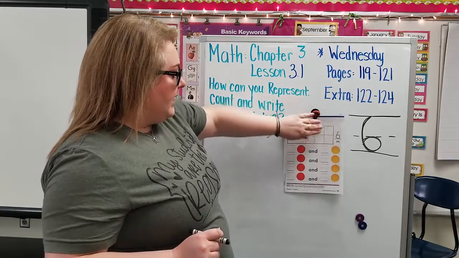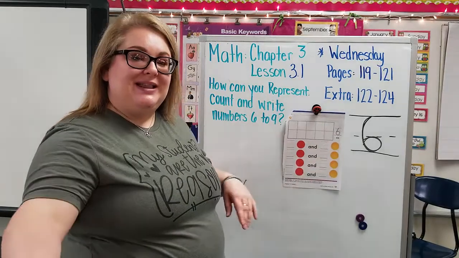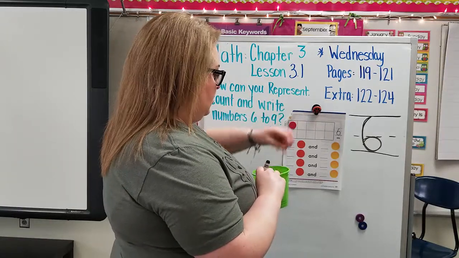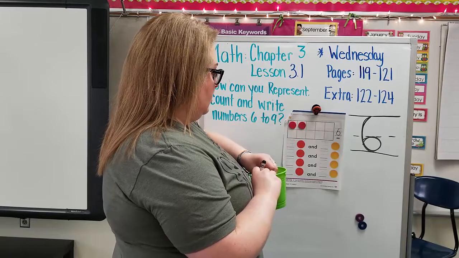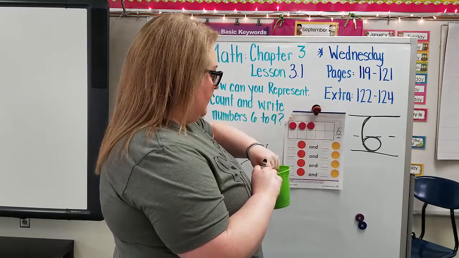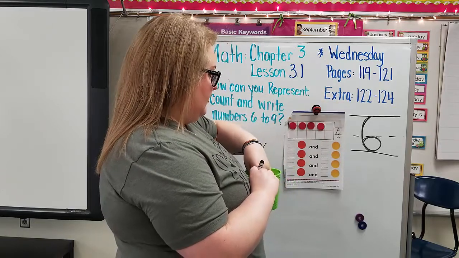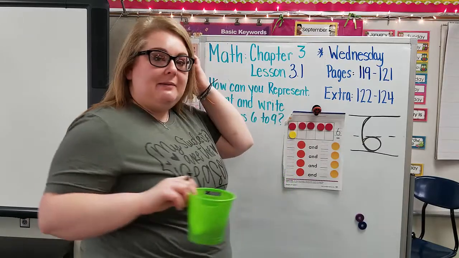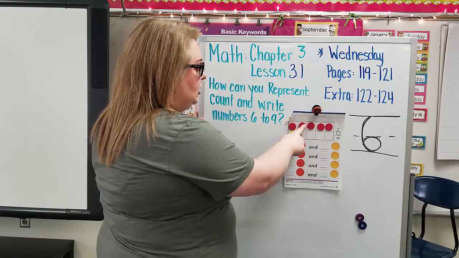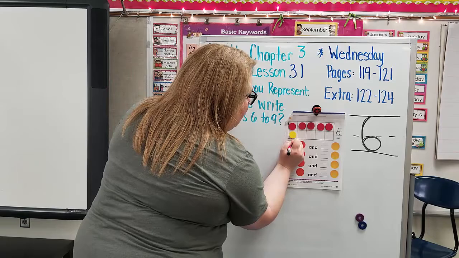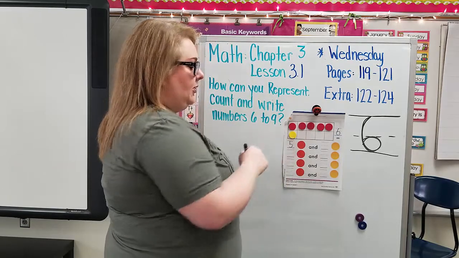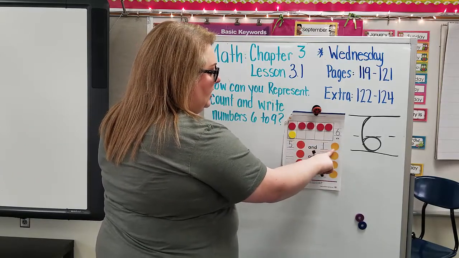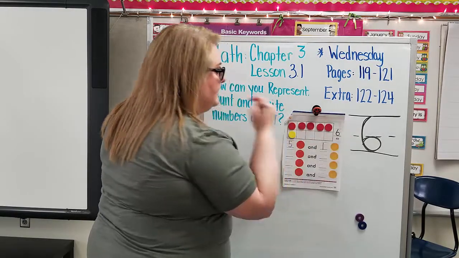Okay, and for this one, I'm going to use some red counters and yellow counters to make the number 6, okay? So let's see, we have 1, 2, 3, 4, 5, 6. Okay? So let's see how many red we have first, okay? We have 1, 2, 3, 4, 5. We have 5 red, and then how many yellow? Just 1 yellow. Okay, so let's look. We have 5 red and 1 yellow to make 6, and go ahead and trace that number 6.